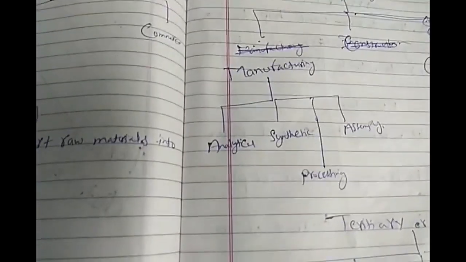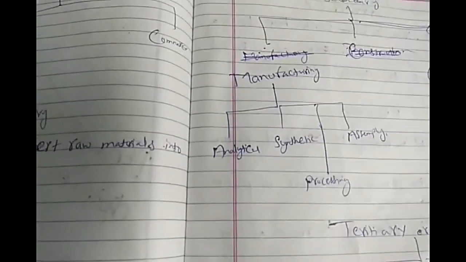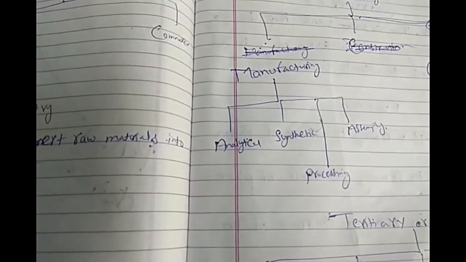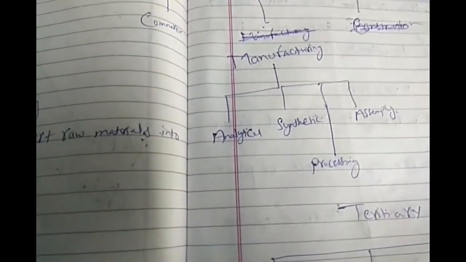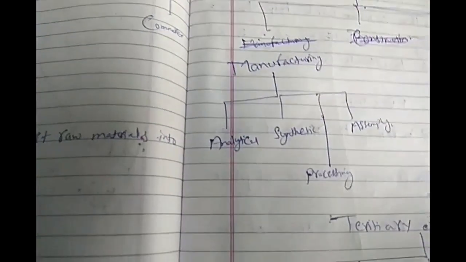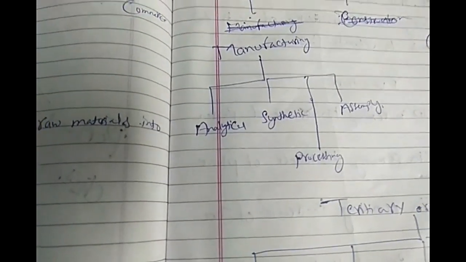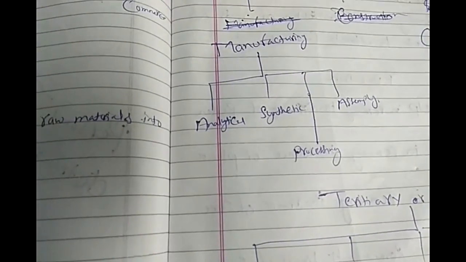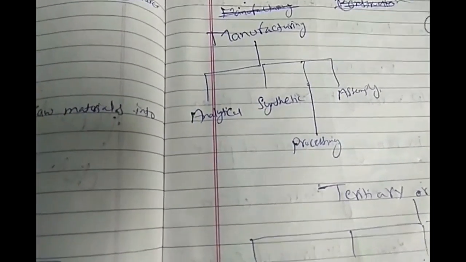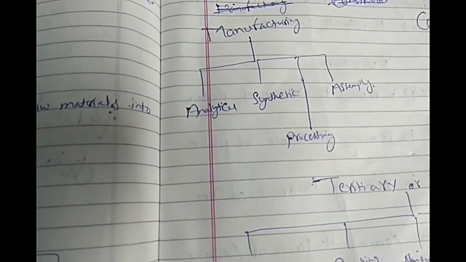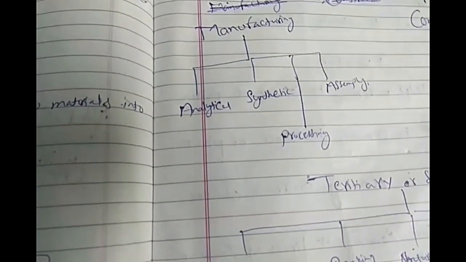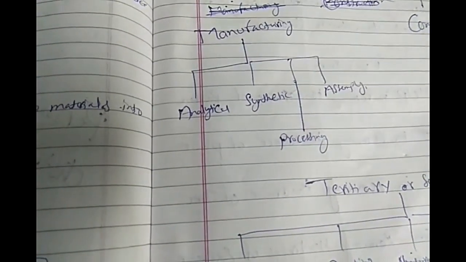Next, I am going to make you understand synthetic industry. Synthetic industries are those industries in which two or more raw materials are mixed to produce a finished good or a new product. That is considered a synthetic industry. For example, two or more chemicals are mixed to produce soap, paint, and many other things. That is clear.